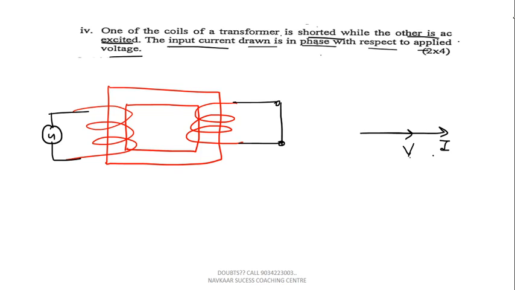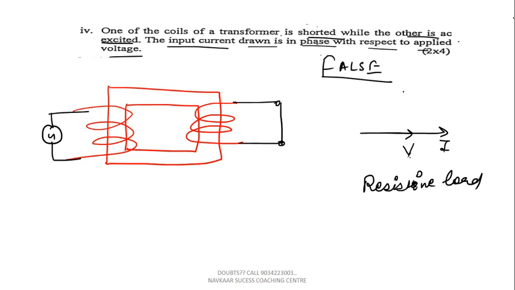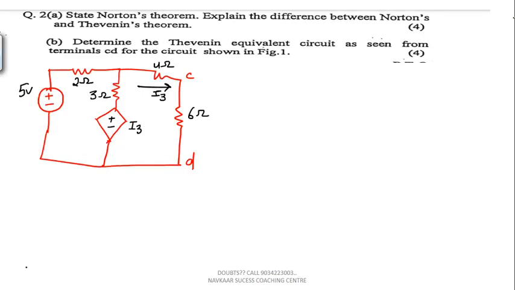As you know, voltage and current are always in the same phase in which case? Only in the case of resistive load. But they are trying to say that a transformer can be connected to resistive load only. So this is not true, this is a false statement, because a transformer can be connected to inductive, capacitive and combination loads. But here they said that voltage and current are in the same phase, meaning they are connected to resistive load. Okay, so this statement is false.